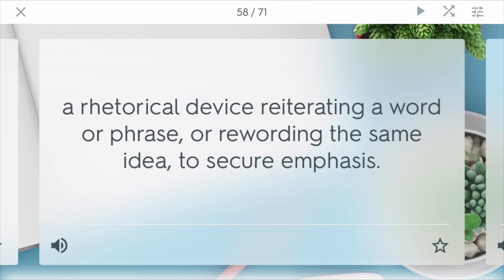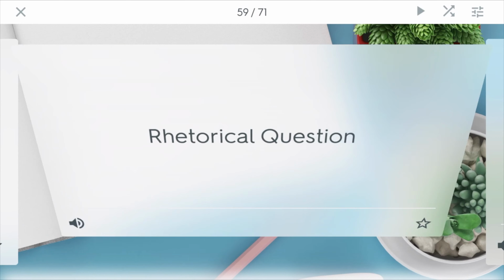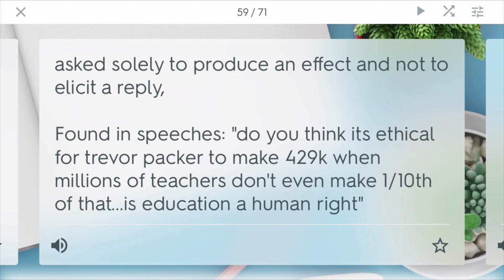Repetition is a rhetorical device reiterating a word or a phrase. It's rewording the same idea to secure emphasis of a certain idea. A rhetorical question is asked solely to produce an effect and not to elicit a reply. These are commonly found in speeches.